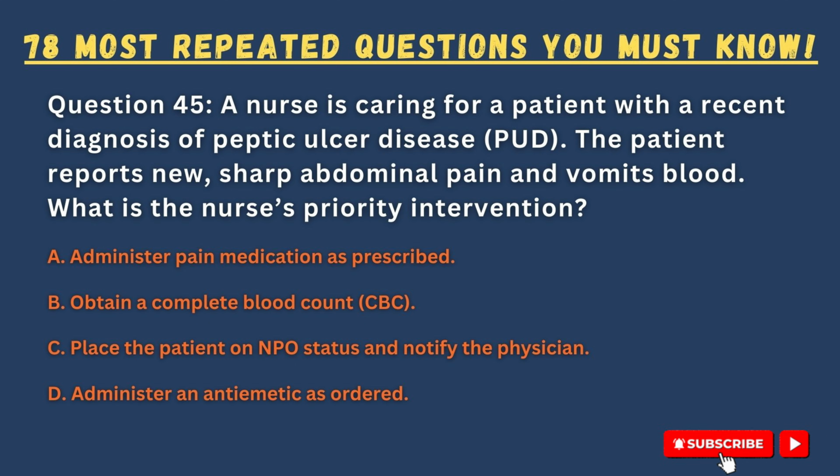Question 45. A nurse is caring for a patient with a recent diagnosis of peptic ulcer disease, PUD. The patient reports new, sharp abdominal pain and vomits blood. What is the nurse's priority intervention? A. Administer pain medication as prescribed. B. Obtain a complete blood count, CBC. C. Place the patient on NPO status and notify the physician. D. Administer an antiemetic as ordered.